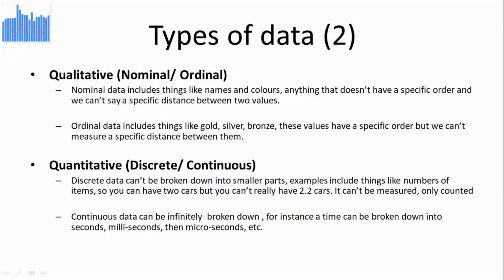For quantitative data, we have two types, discrete and continuous. Discrete data can't be broken down into smaller parts. For example, a number of items. So you can have 2 people, but you can't really have 2.2 people. Continuous data can be infinitely broken down. For example, time can be broken down into seconds, milliseconds, then microseconds, etc. So we're going to have a look at a simple example of each.